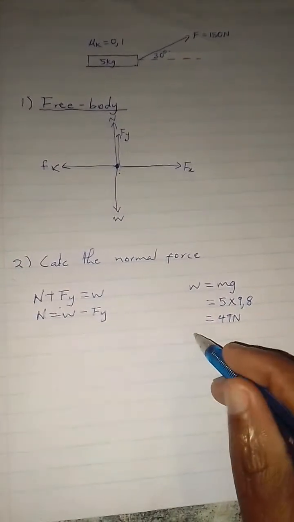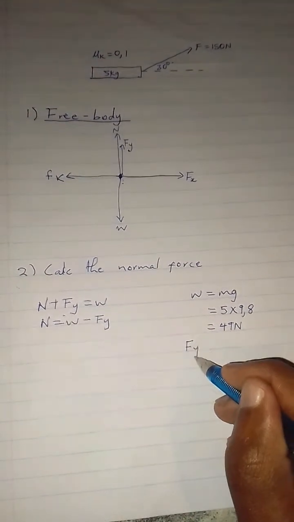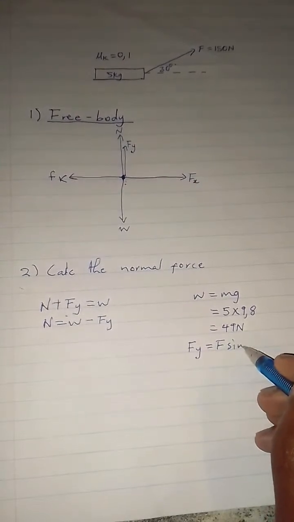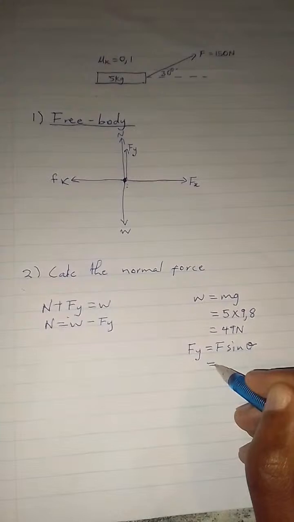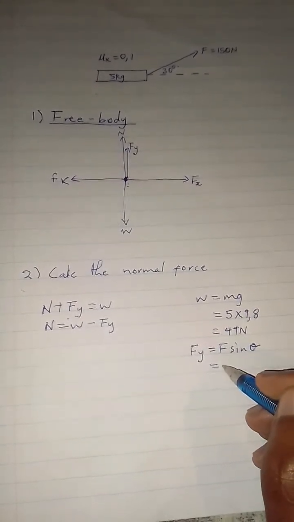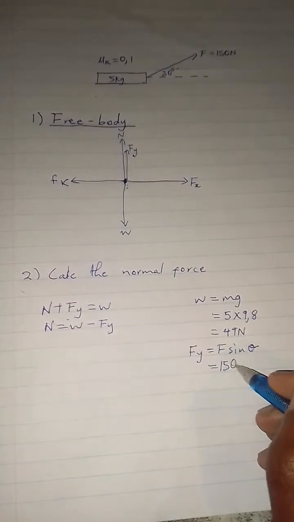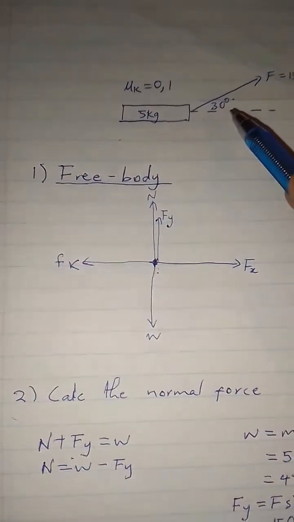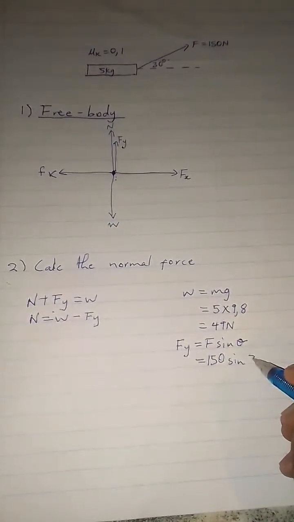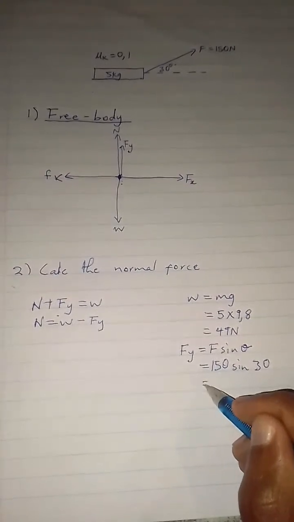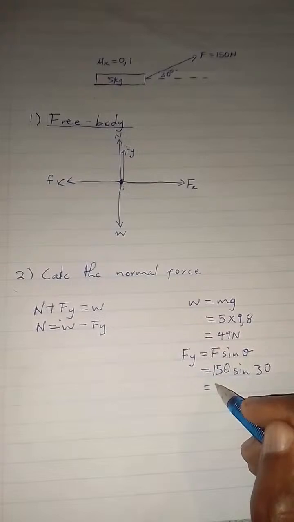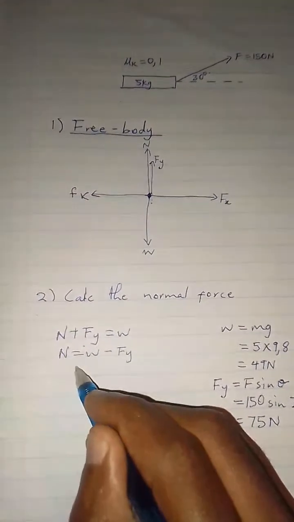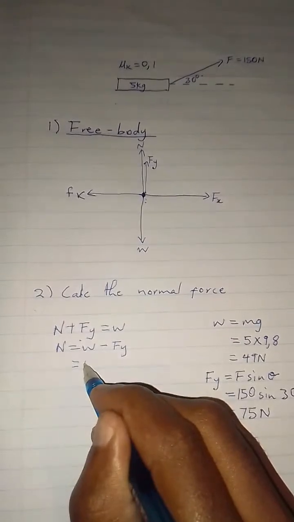Then we also have Fy. We need to calculate Fy. So our Fy is gonna be F sine theta. So F is 150. If you check on the diagram, the angle there is 30 degrees. So 150 times sine 30 is 75 newtons. Right, okay. Now we substitute 49.